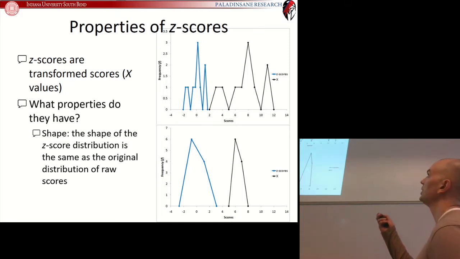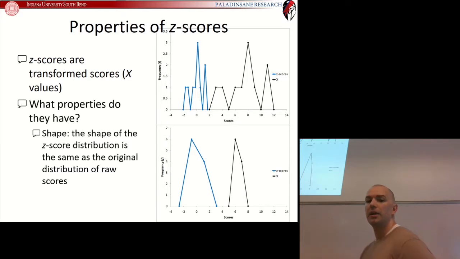So we kind of have two peaks right here. We still got two peaks in the z-scores. We have one peak over here, a unimodal distribution. We still got one peak in the z-scores. So they keep the same shape as your original distribution.